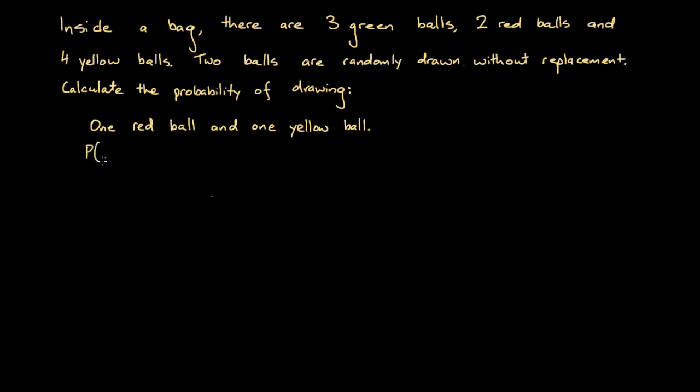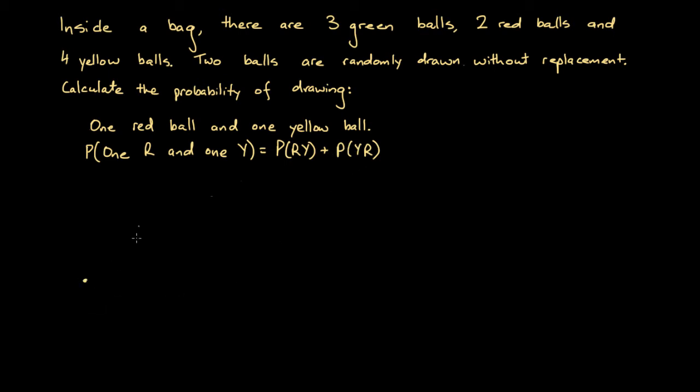So the probability of drawing 1 red and 1 yellow. Well, there are 2 different ways in which we could draw a red ball and a yellow ball. We could draw a red ball first, and then on the second ball we could draw a yellow ball. Or we could draw a yellow ball first and then a red ball. So in other words, this probability is going to be the sum of drawing red, then yellow, and drawing yellow, then red. And in order to find out these 2 probabilities, let's draw a probability tree diagram.